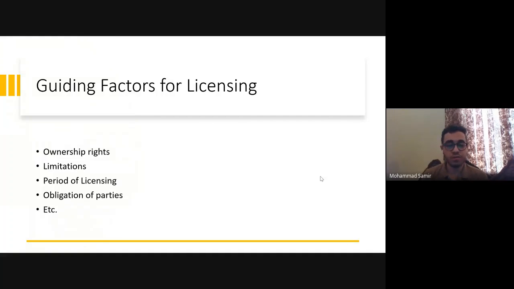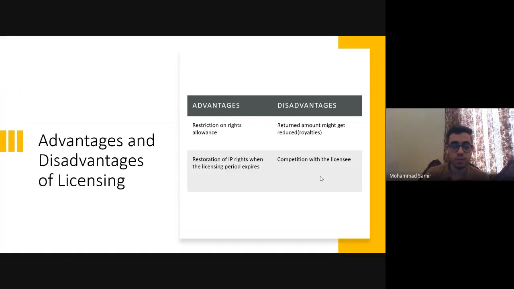There are some guiding factors for the licensing, which are ownership rights and the limitations, and the licensing should have a period and the obligation of parties, and etc. The last thing is the advantages and disadvantages of licensing. The advantages are the restrictions on rights allowance and restoration of IP rights when the licensing period expires. The disadvantages are returned amounts that might be reduced, the royalties, and the competition with the licensee that took the rights from the owner.